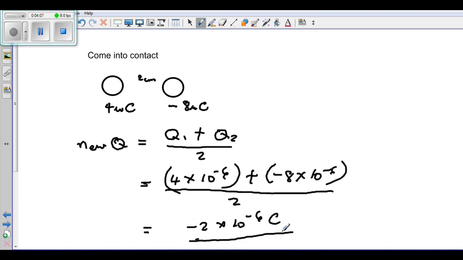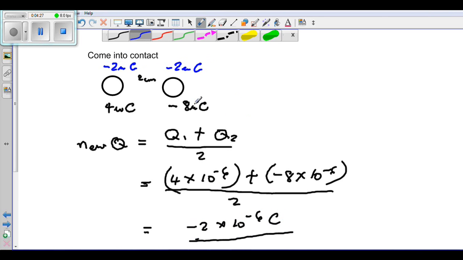So that will be the charge on each of the spheres between these plates after they come into contact with each other. So now we can say that the spheres do have new charges, and this sphere has a charge of minus 2 microcoulombs, and this sphere will have a charge of minus 2 microcoulombs. They will have equal charges because once they come into contact with each other, the charges are distributed equally.